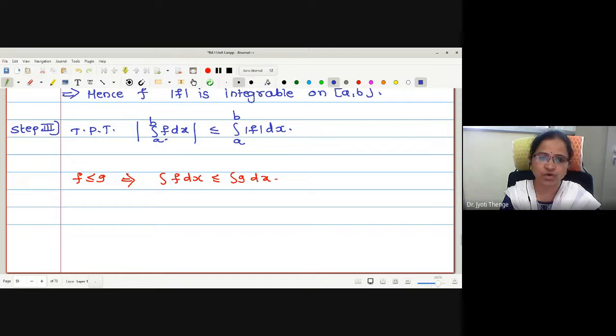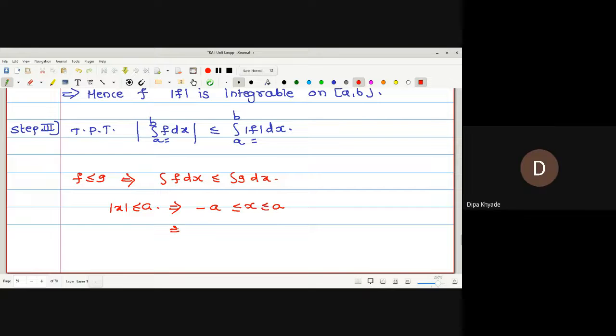Now we are going to make use of this statement in order to prove the result. For this, we want the relation between f and mod f. Correct, no? Okay, before that, proving that mod x is less than or equal to a. Suppose this is x and this is a. Mod x less than or equal to a. What is the aim to prove actually? x lies between minus a and plus a. Correct, no?